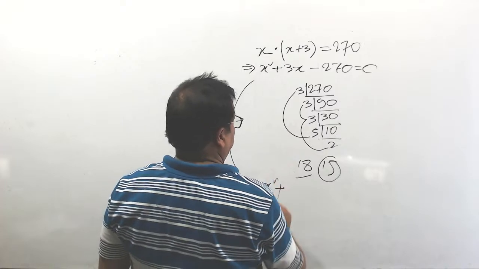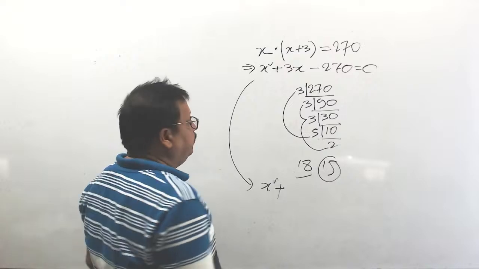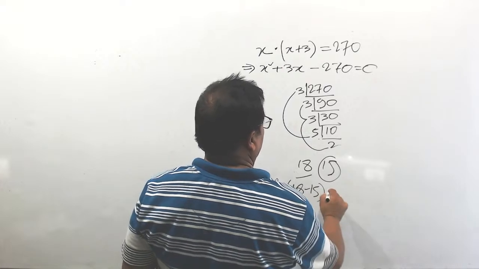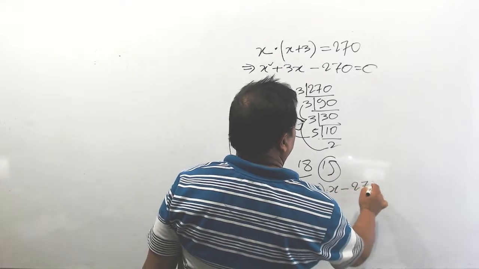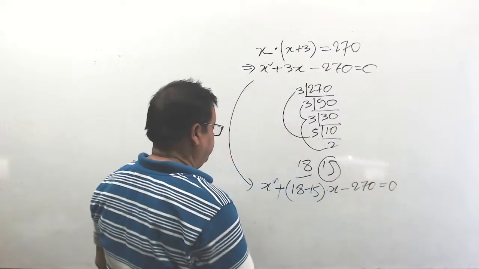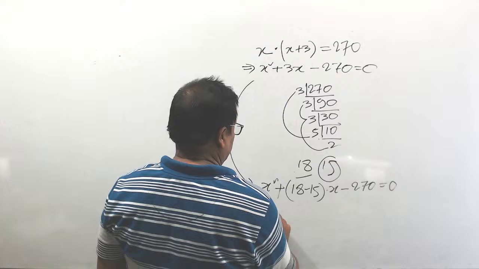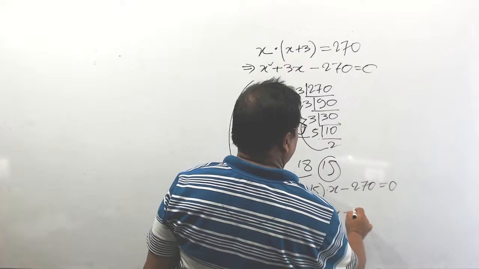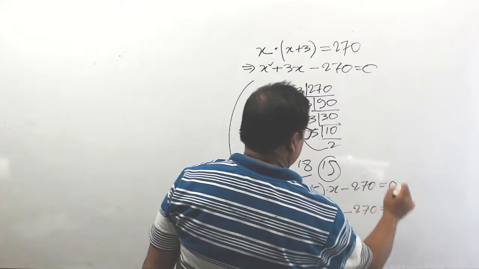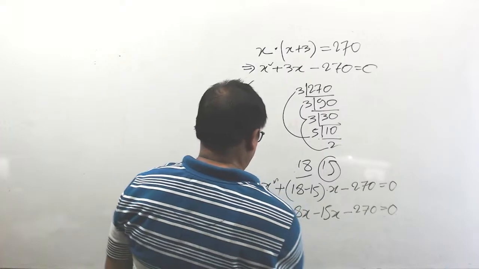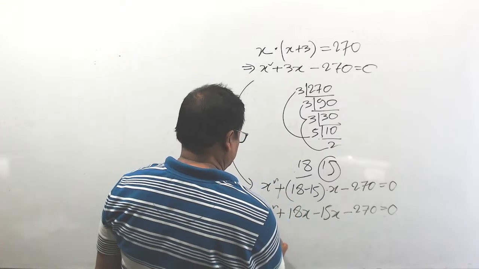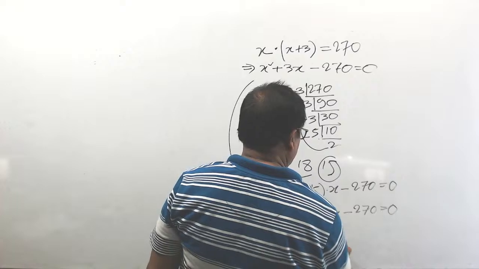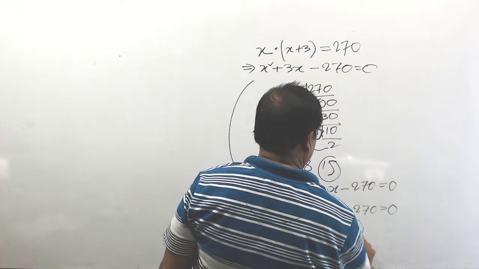x square plus, in place of 3 you will write 18 minus 15 into x minus 270 is equal to 0. Understood? This implies x square plus 18x minus 15x minus 270 is equal to 0. Okay. This implies take common x plus 18. Correct? Minus take common 15, x plus 18 is equal to 0.